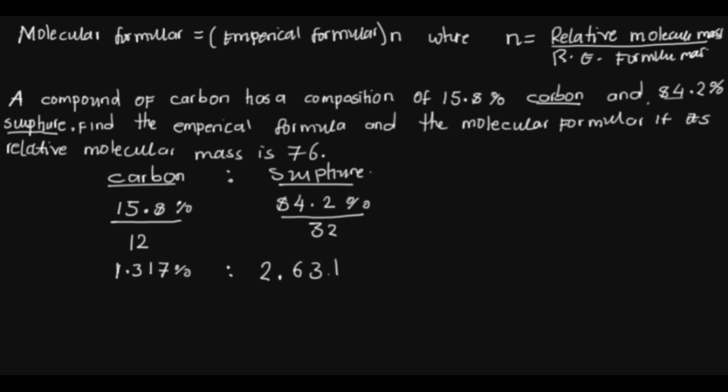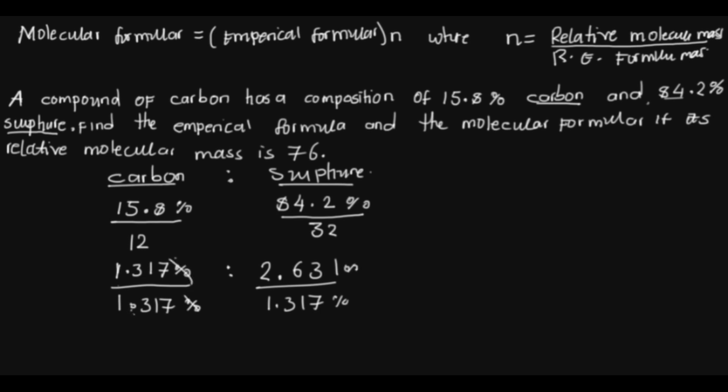So now after you are done dividing the given percentage by its molar mass, we need to look at the two values. We are going to divide the two values by the lowest number. You can see that 1.317 is lower than 2.631. So we divide each side by 1.317. Also here 1.317, so that we cancel.